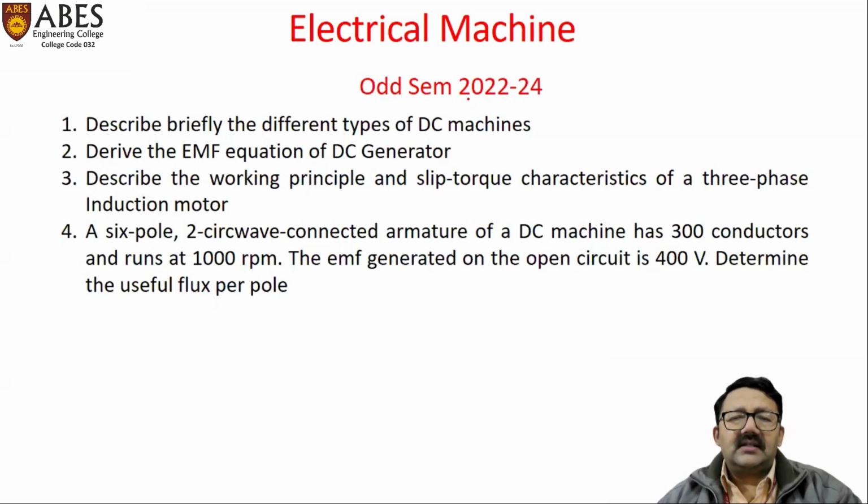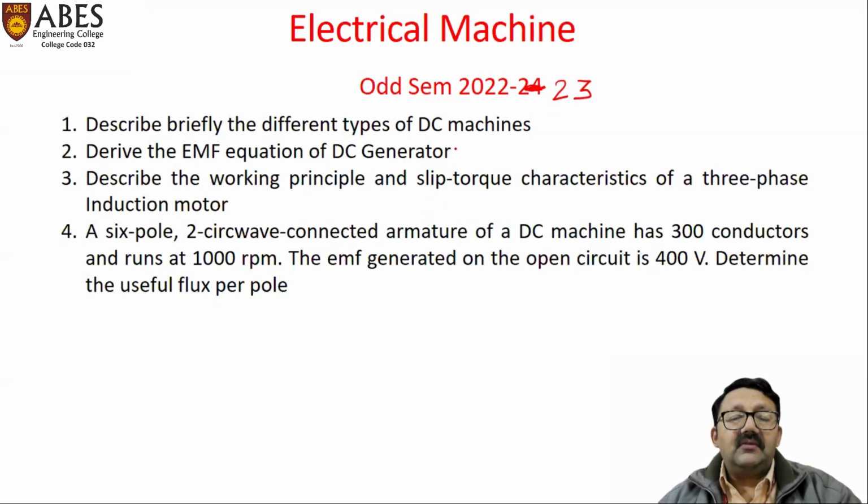Moving to the odd semester. Here there is a slight correction. These are the questions from session 22-23, odd semester, session 22-23. And these questions are, again, first question is related to the classification. Describe briefly different types of DC machine.